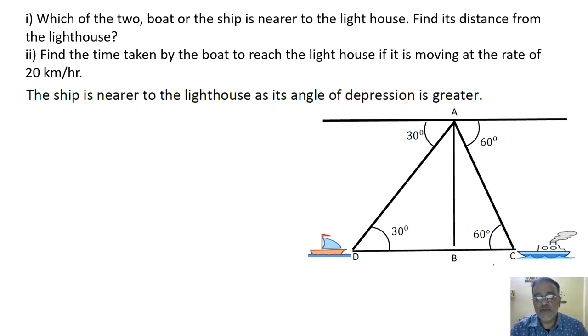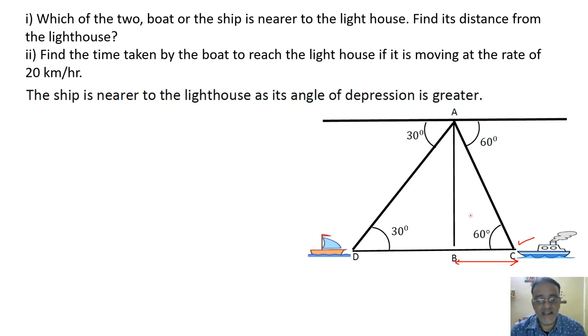ठीक है? कुछ question में अगर angle of elevation दिया है, तो angle of elevation जिसका ज़्यादा होगा, वो नज़दीक होगा. और angle of depression दिया हुआ है, तो angle of depression अगर ज़्यादा है, तो वो पास में होगा. ठीक है? Right. Now we are going to find the distance from the lighthouse of this ship, that is BC. ठीक है, BC हम लोग को यहाँ पे निकालना है.